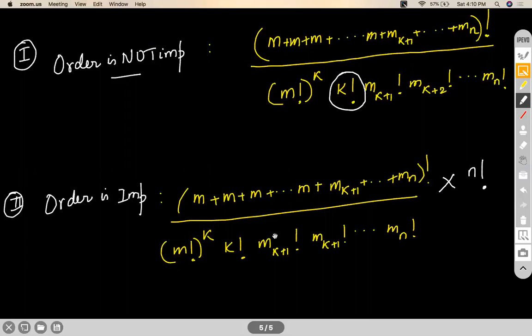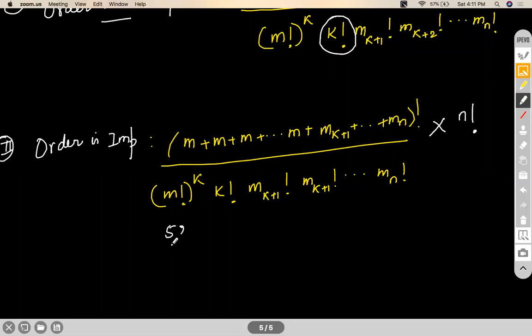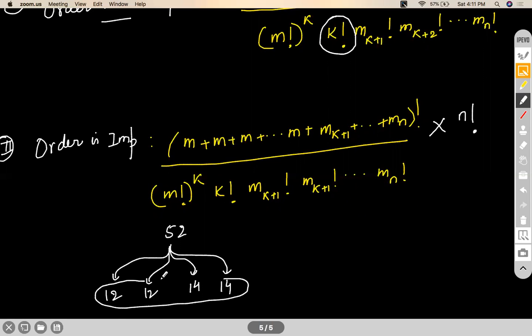Okay, so let's say I give you a small question. Let's say 52 cards you are splitting up as 12, 12, 14, and 14. Okay, not much can be done. And this split you are distributing between 4 players: Ram, Shyam, Ghanshyam, and Abhiram. How many ways can you split it?